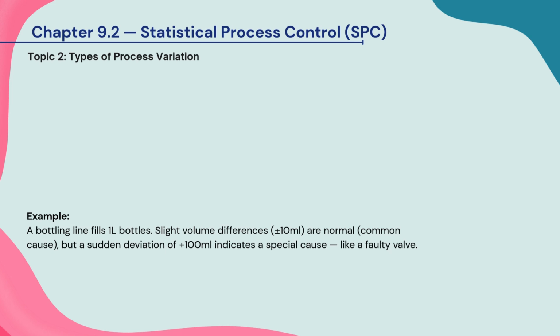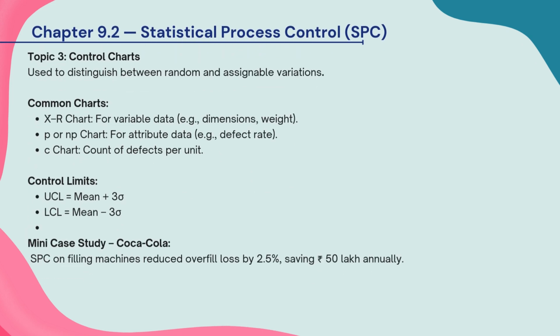This slide introduces control charts, which help us differentiate between normal variation and variation caused by specific issues. Common charts include X-bar R for variable data, P and nP charts for defect rates, and C charts for defect counts. Control limits are set at mean plus or minus 3 sigma to identify out-of-control points.